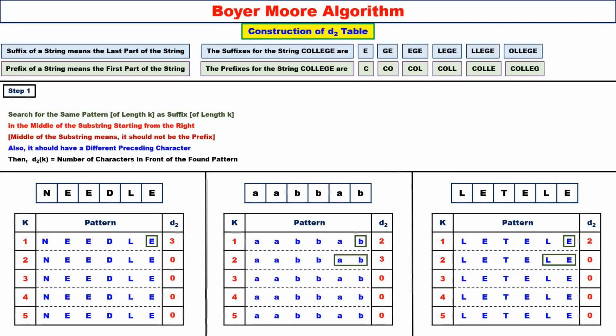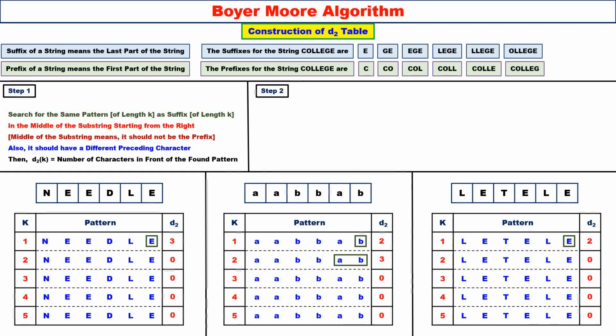Carefully understand, the middle of the string means it should not be the prefix. Very, very important. LE is found in the prefix. We want it in the middle. Therefore, it is not found. Therefore, go to the next. ELE, is it found in the middle? No. TLE, no. This string also, no. So, we have done step 1 for all the 3 strings.